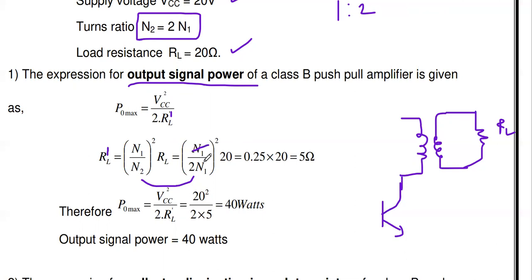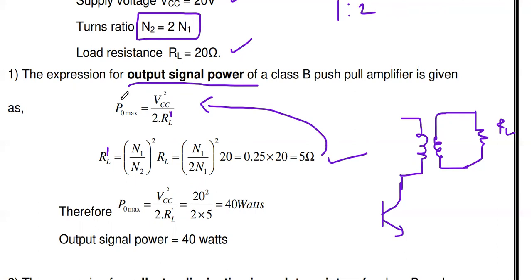So here N1 cancels. So what is the thing? 1 by 2 the whole square. So 1 by 4. Okay, it is 0.25 into 20 ohms. So the effective load resistance is 5 ohm we calculated. Okay, so RL dash calculated. Then you substitute this RL dash and the VCC value in the maximum output power formula.